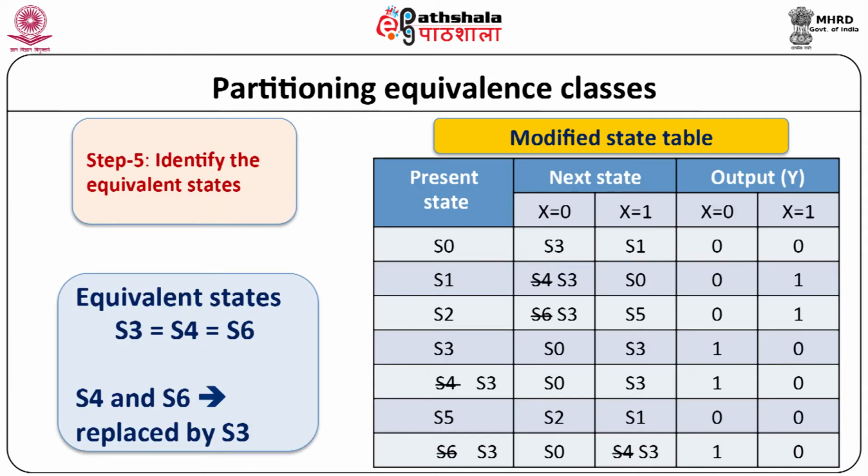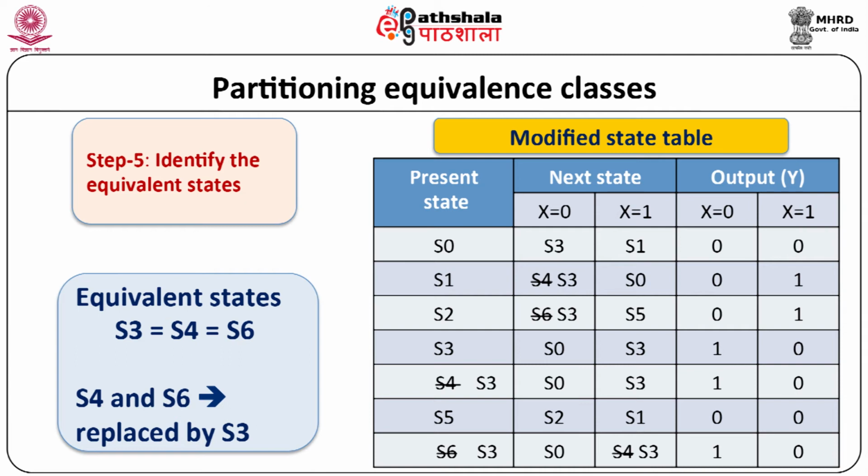Step 5. Identify the equivalent states. The states in the partition class P311 are equivalent. Hence, the state S3 is equivalent to S4, which is equivalent to S6. This indicates that two states, say S4 and S6, are redundant.